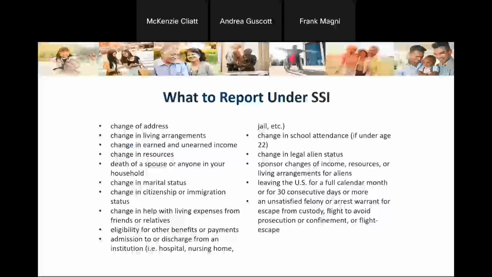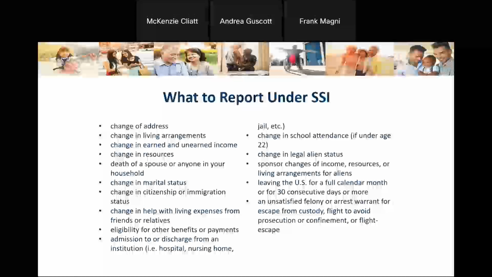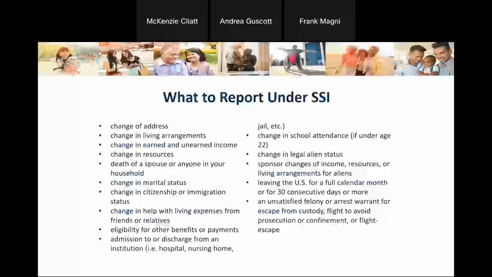And here you have these lists of all the different scenarios that can affect SSI eligibility. Just throwing that out there, especially if you know anybody that gets this type of program, encouraging them to have as much contact as possible with the Social Security office. Next slide, please.